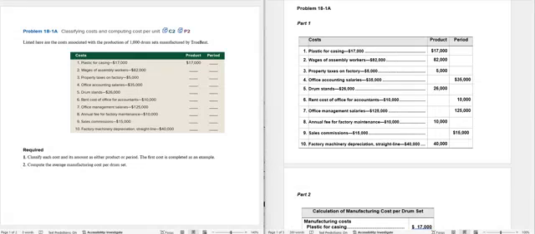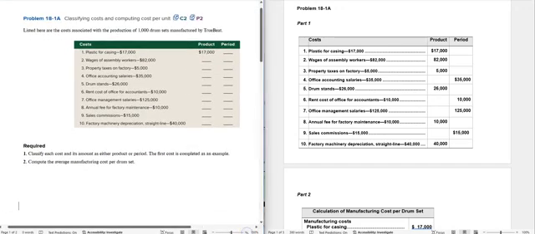All right, let's take a look at some example problems from Chapter 18, Managerial Accounting Concepts. These problems will help us apply what we are learning in the chapter, and the example problems here will help you when you complete your homework assignment.